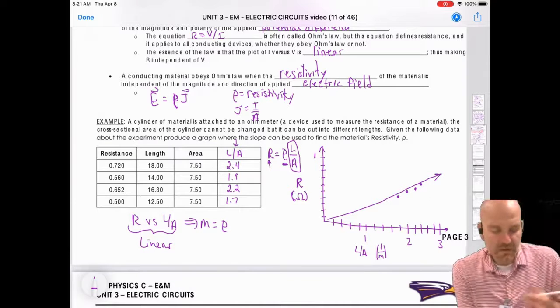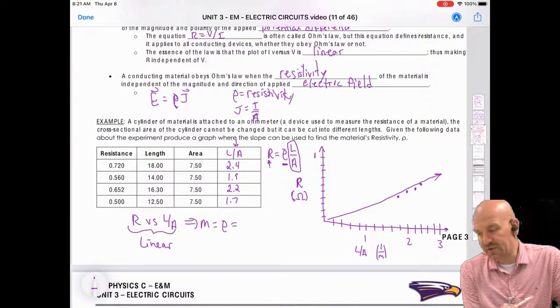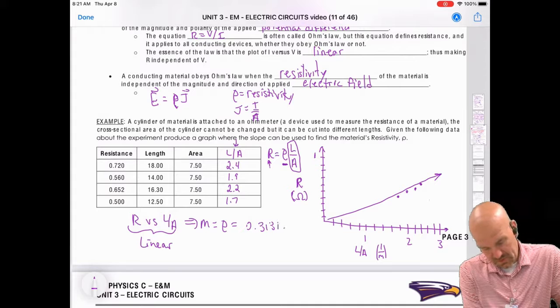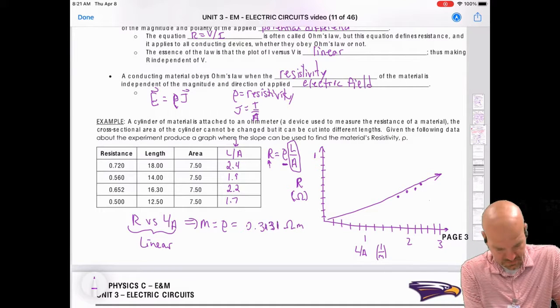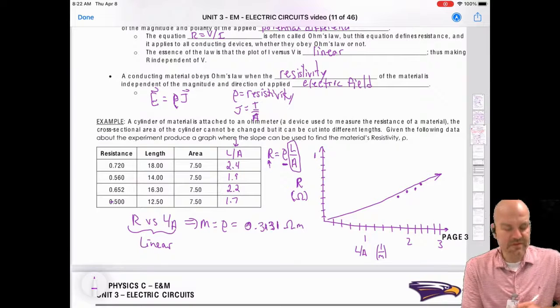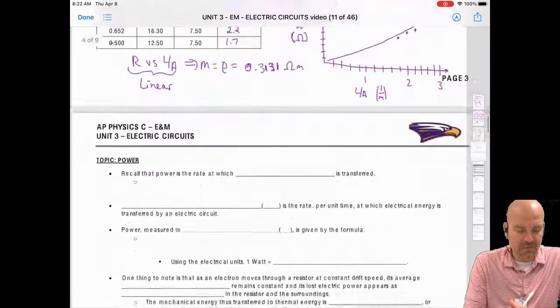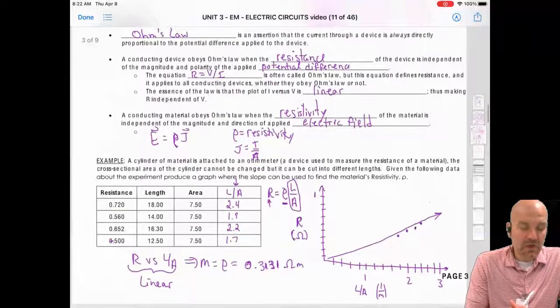Okay, but another thing you can do is just use your calculator to do your stat plot, and I found that my resistivity is 0.3131 ohm meters, right? And because this relationship is linear, this material that we have plotted does obey Ohm's law, okay?